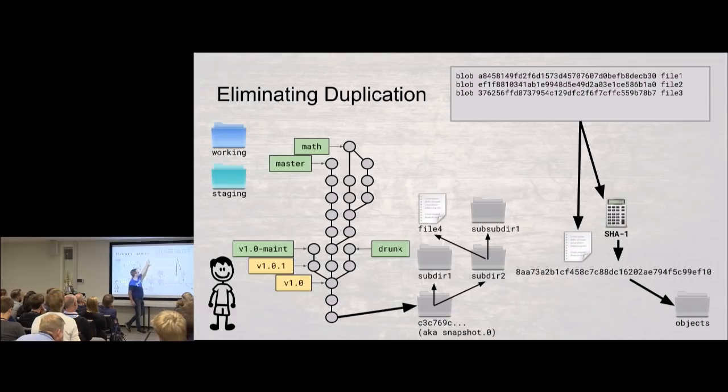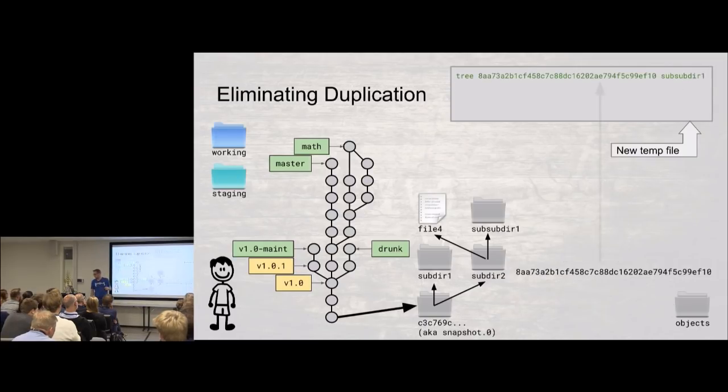And then this temporary file. You take that temporary file, which has 3 lines, 1 for each file. You put it through the SHA-1, and you get the SHA-1 sum for the temporary file. And then you put the temporary file also into the objects directory, named by its SHA-1 sum. So note that the contents of this temporary file exactly mirror the directory listing of this directory here. We'll use this fact in the next phase.